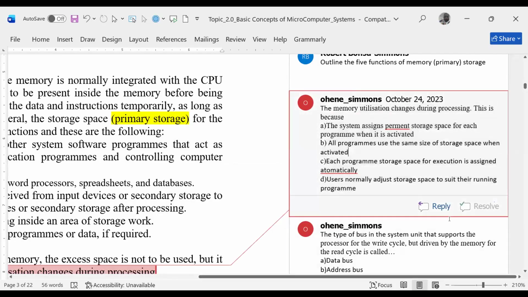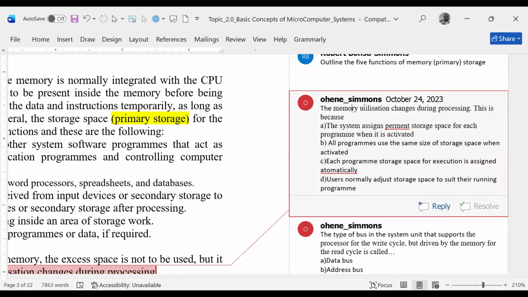Are you okay with this side? Yeah, so we are saying that, hello. I can hear you. So you said we should outline the five functions of memory, primary storage. You're saying that, I can't hear you. I can hear you now. Please, can you hear me? Yes, now it's better.